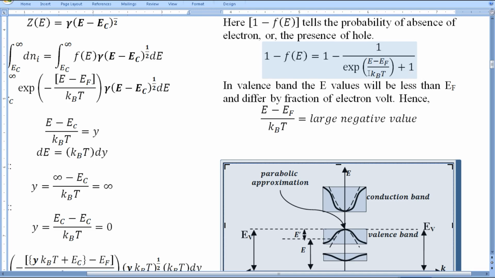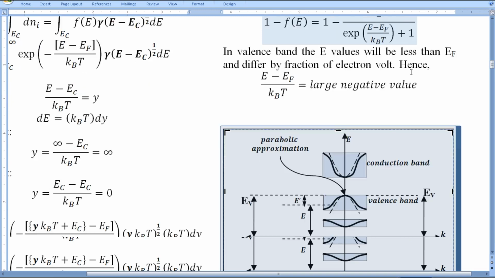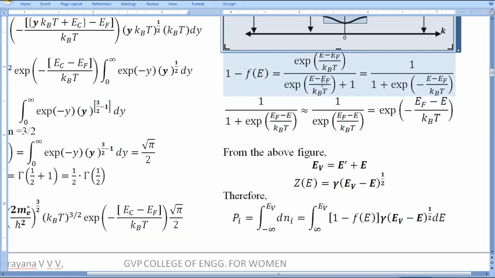So we are left with, in the numerator, e power (E minus EF) by kBT, and in the denominator e power (E minus EF) by kBT plus 1, which is the expression over here. Once again, if you divide by this term in the denominator, it becomes 1 plus e power minus this term. As we know that E minus EF is negative, this e power term, with the negative sign, is the smallest quantity.